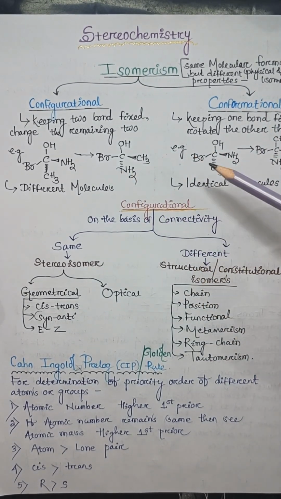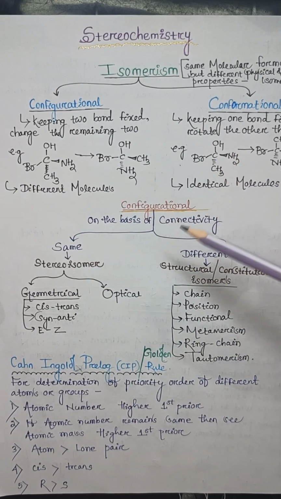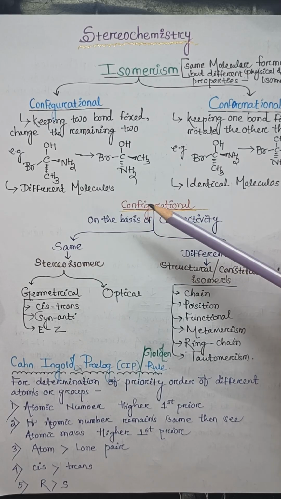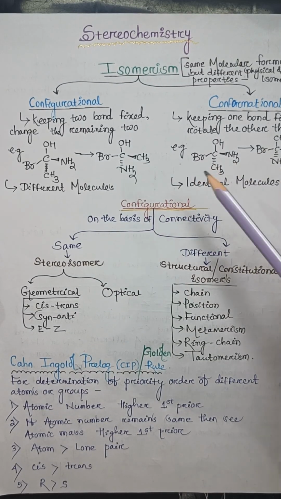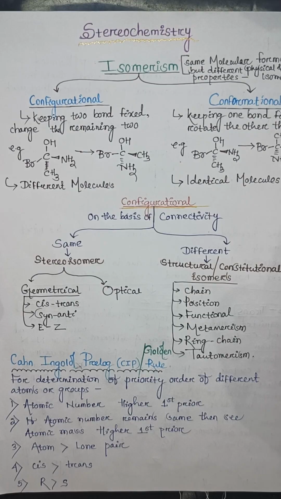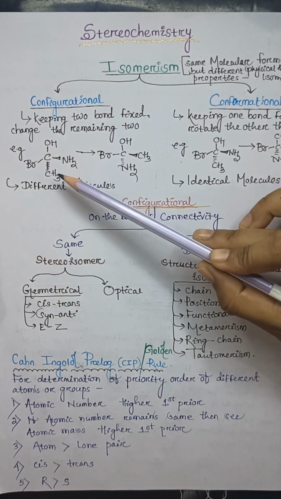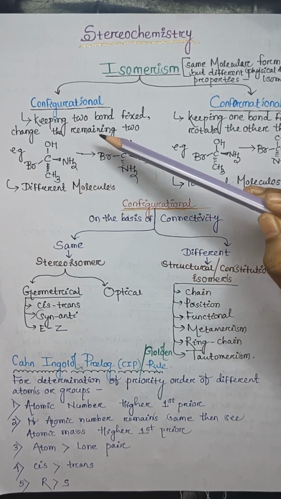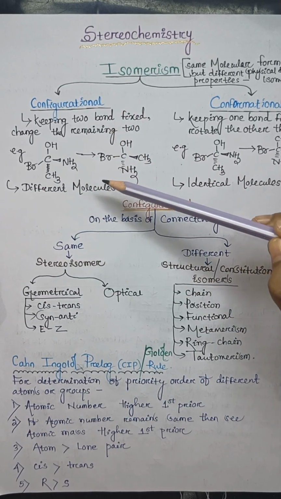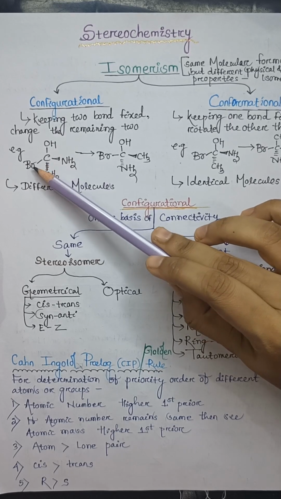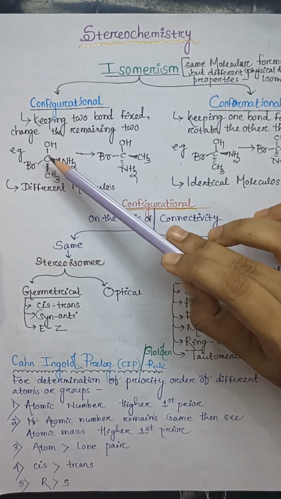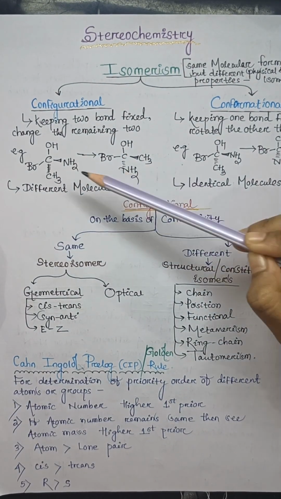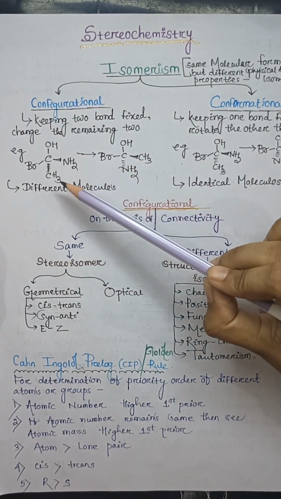We all know carbon has valency 4. That means it can be bonded to 4 groups. If all these 4 groups are different, we will call it an asymmetric center or chiral carbon. Suppose here carbon is bonded to 4 different groups. We keep 2 bonds fixed and exchange the remaining 2. Then what we obtain is called configurational isomers. Suppose here we keep the bromine and OH bonds fixed and exchange CH3 and NH2. Then what we got is called a configurational isomer of the starting compound.